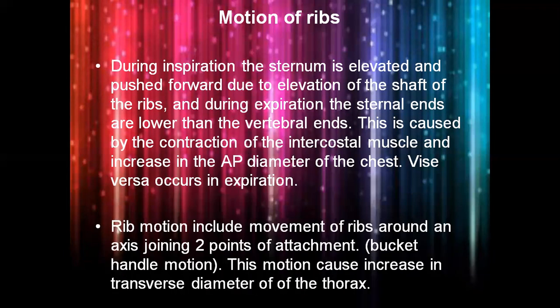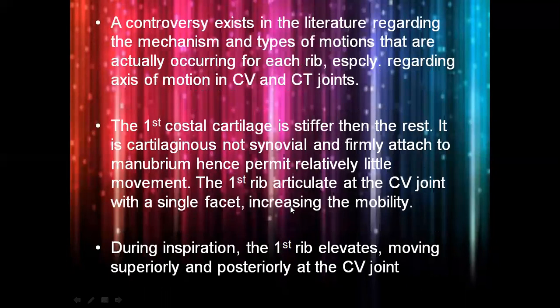Now there are two types of movements. As I told you before, the bucket handle movement. The rib motion includes movement of ribs around an axis joining two points of attachment. Now in bucket handle motion, there is an increase in the transverse diameter of the thorax. The first costal cartilage is stiffer than the rest. It is cartilaginous, not synovial.